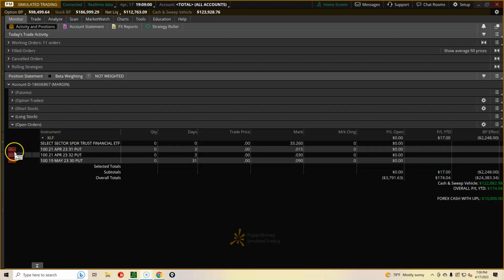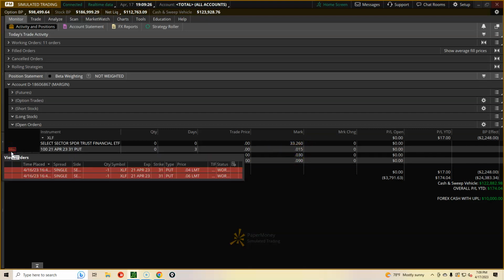Yesterday, I placed these orders to sell a variety of put options on the financial sector ETF, XLF. You can see here that none of these got filled. This is roughly the current trade price. When I click this, it shows we were trying to get filled for 4 cents, trying to get filled for 6 cents.